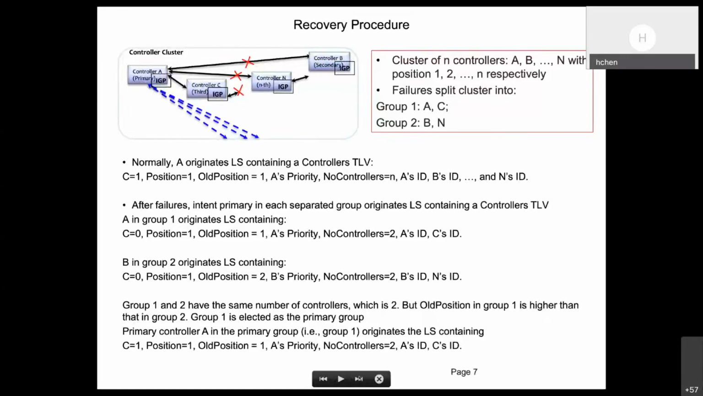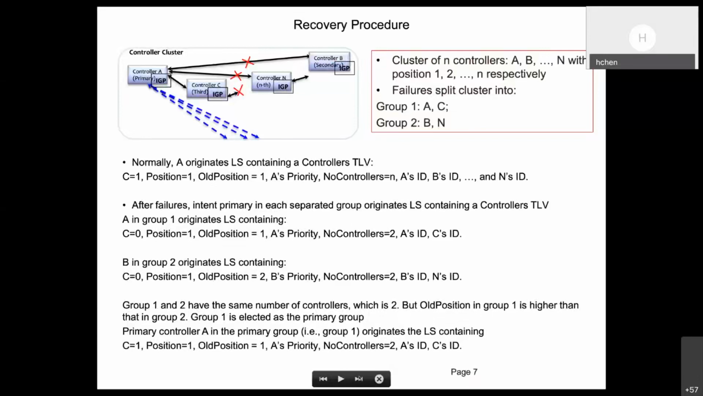So this just gives an example procedure for recovery. If we have multiple failures and then we split a cluster into multiple groups, here we just give an example where we split the controller cluster into two groups. Group one is A and C, and group two is B and N, so we have two groups, and each group has just two controllers. Each group will elect an intent primary and intent secondary and so on. For example, in group one, A will be the intent primary, and in group two, B will be the intent primary controller.